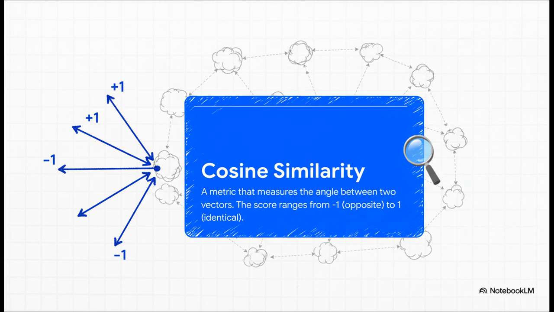So we've got all our text plotted as points on this map, but how do we actually measure the relationship between two of those points? For that, we use a clever tool called cosine similarity. Now, instead of measuring the straight line distance between two points, it measures the angle between their vectors. It's basically asking, are these two ideas pointing in the same direction?